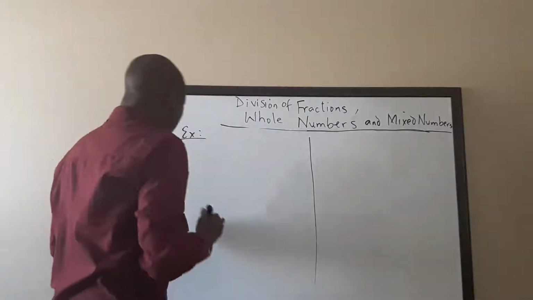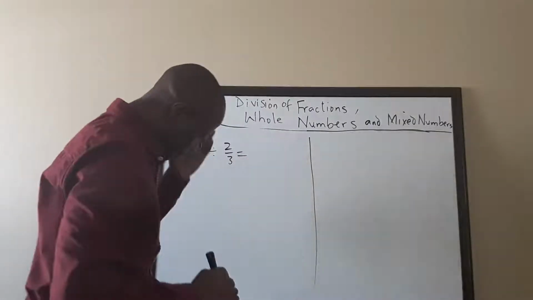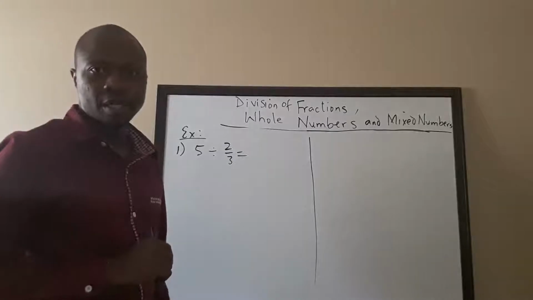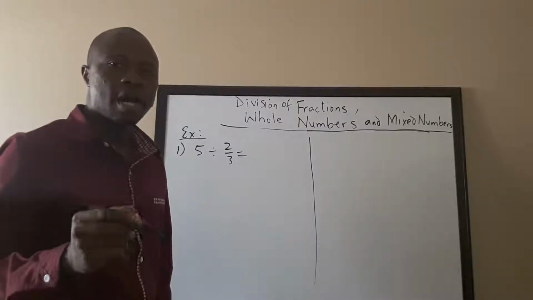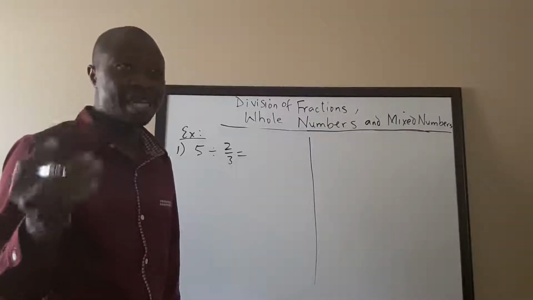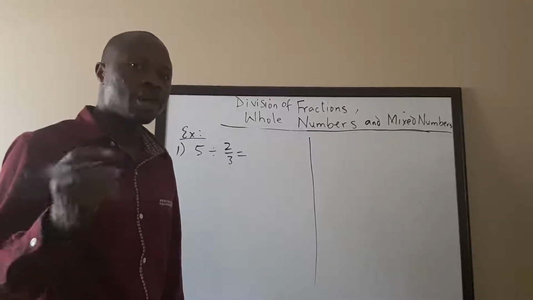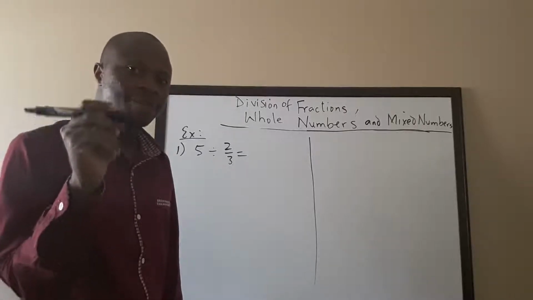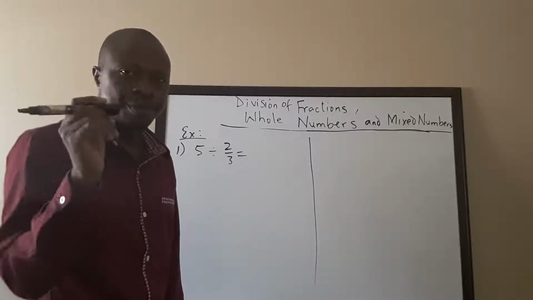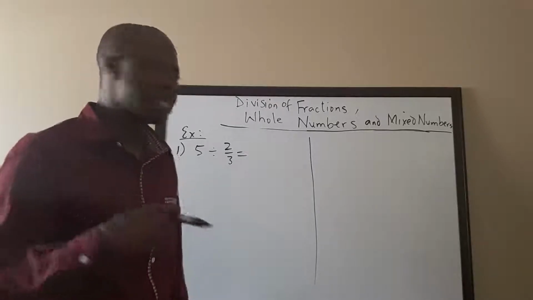Example 1, so 5 divided by 2 over 3. So 5 divided by 2 over 3. So for a question like this, you have to turn 5 into a fraction by saying 5 is the same as 5 over 1, and then you already have 2 over 3. So we change that divide sign into the multiply sign, and we flip the 2 over 3 to get 3 over 2. And then we repeat what we did earlier on.